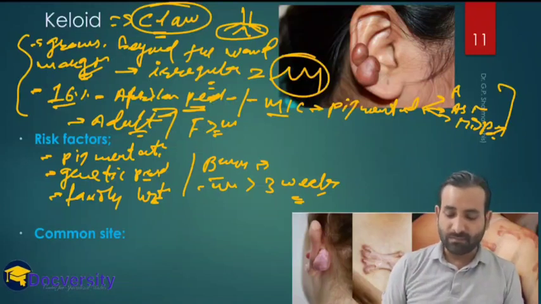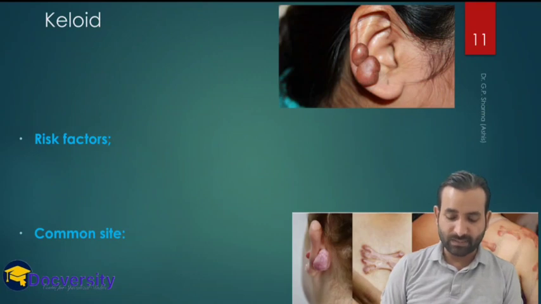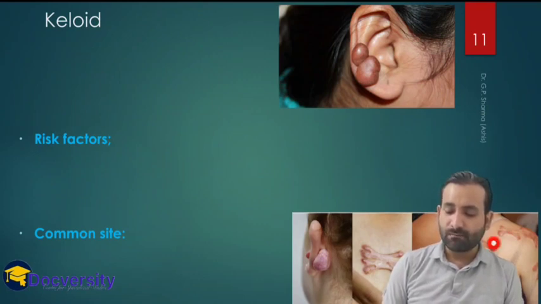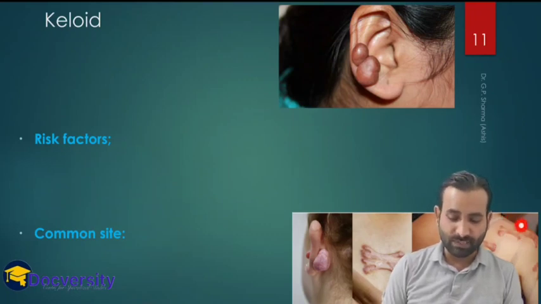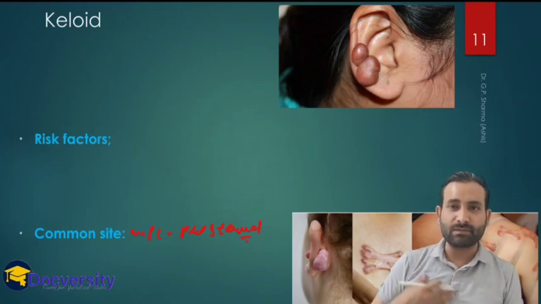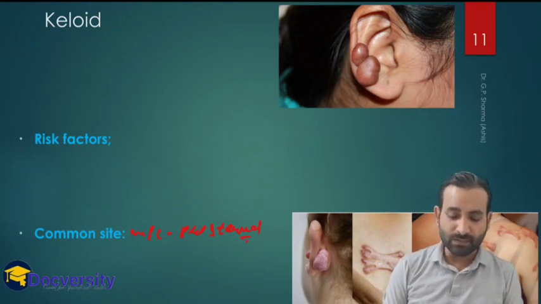And what are the common sites? The common sites, as you can see in the image, are the earlobe, presternum, back of the body, and above the clavicle, right? So these are the most common sites. Most common is presternal, that means within the chest region, right? So this region is most common. Another common site is what? Earlobe.